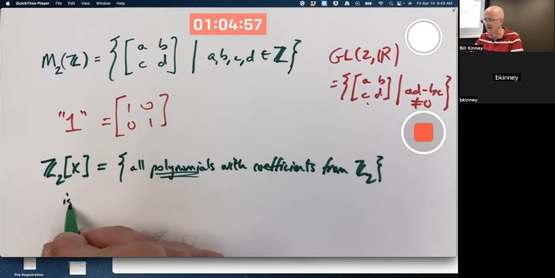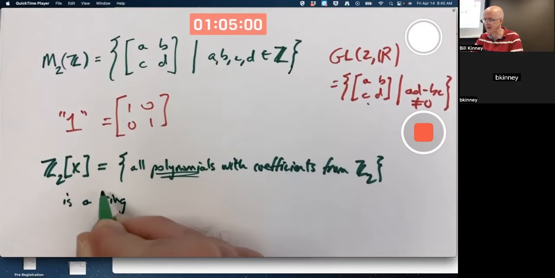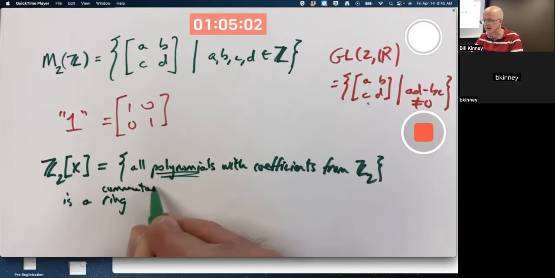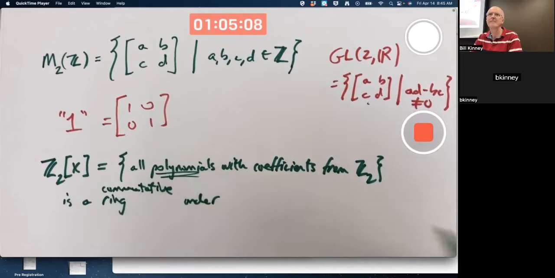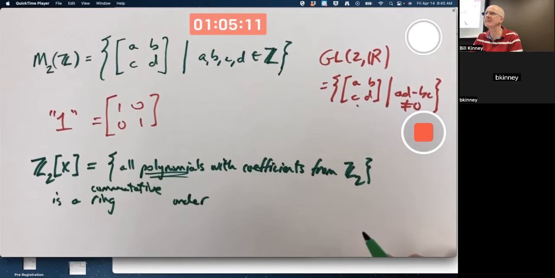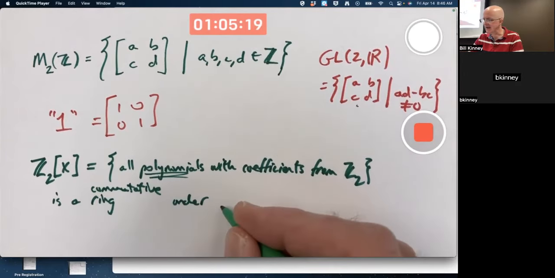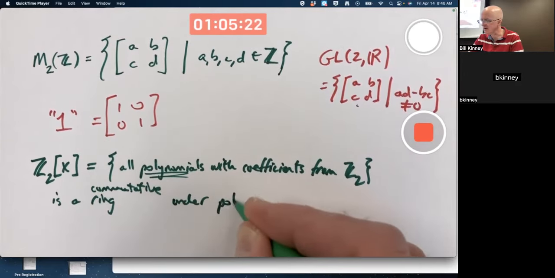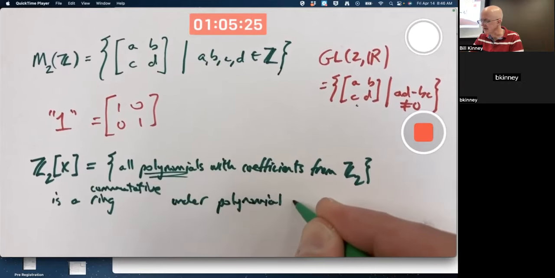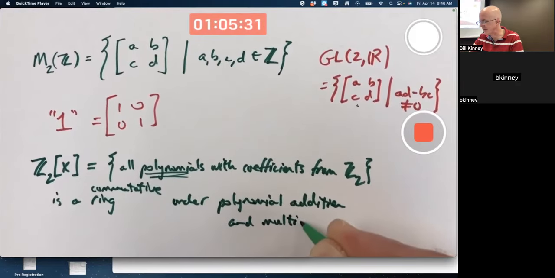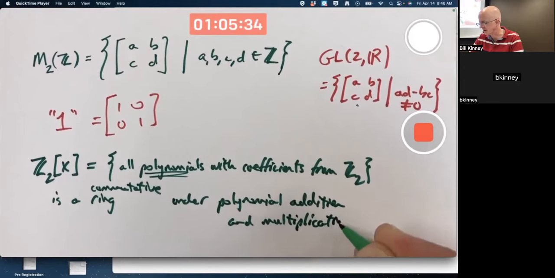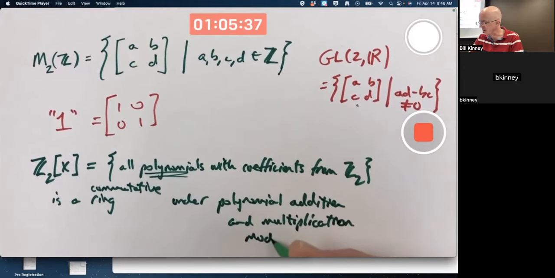This is a ring. In fact, a commutative ring, under ordinary polynomial addition and multiplication, except you got to mod the coefficients by 2. I'll call that under polynomial addition and multiplication mod 2. When I say ordinary, I mean you do it the way you think you should do it. But you mod the coefficients by 2.